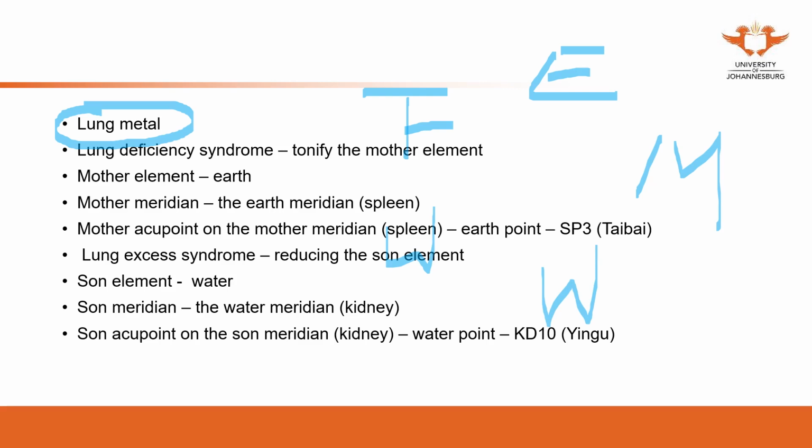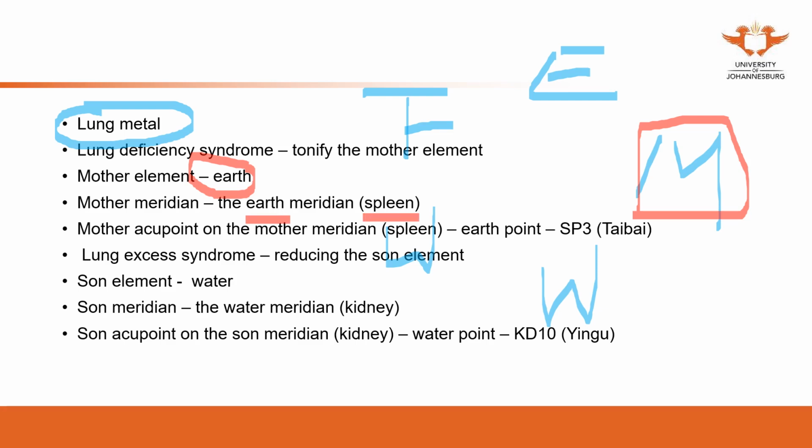The lung is the metal. For lung deficiency, I want the mother meridian, the mother element. The mother is the earth. I need to find the earth meridian. Which meridian is the earth? The spleen.